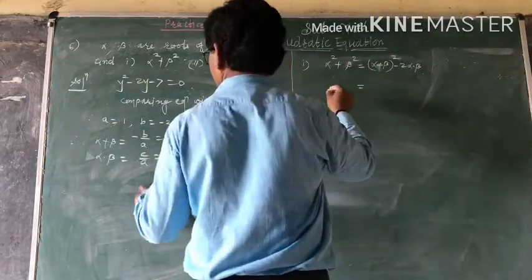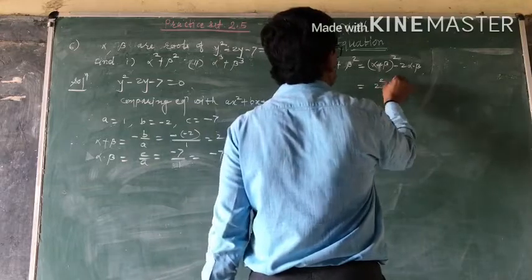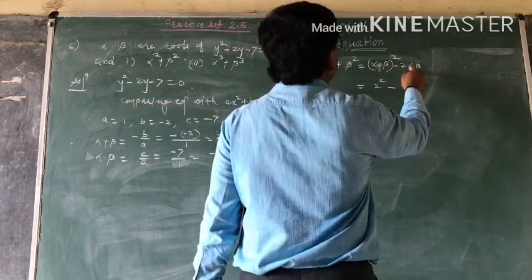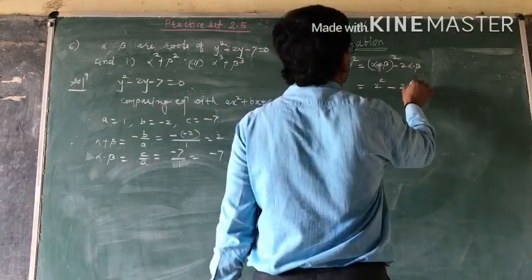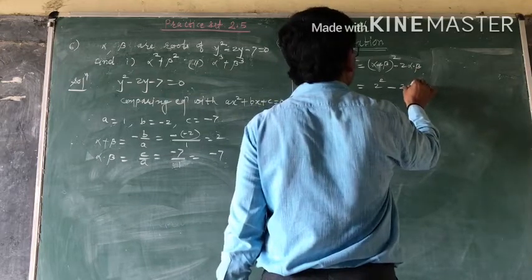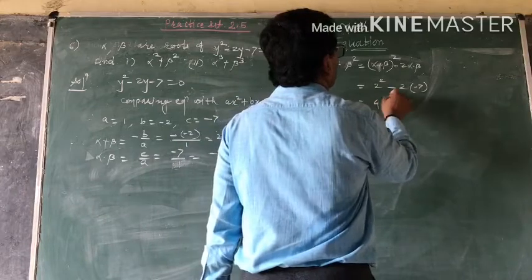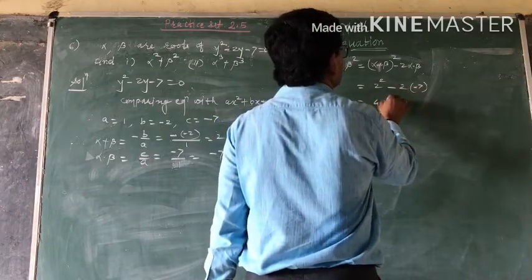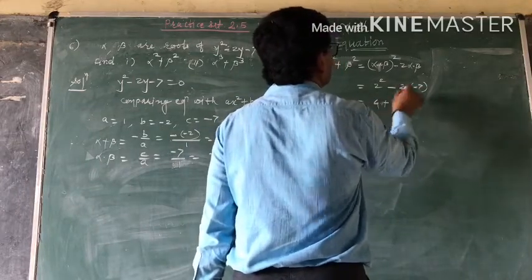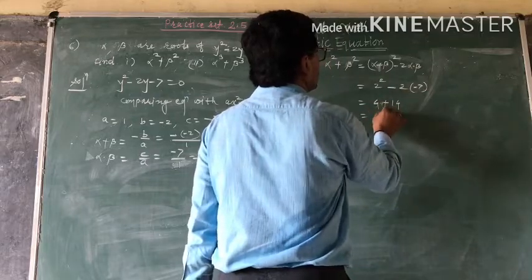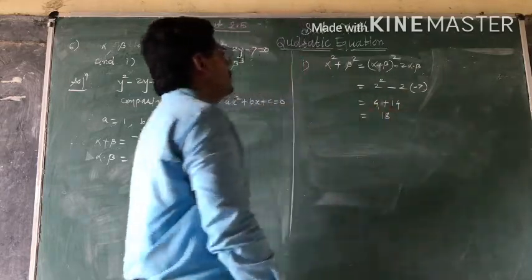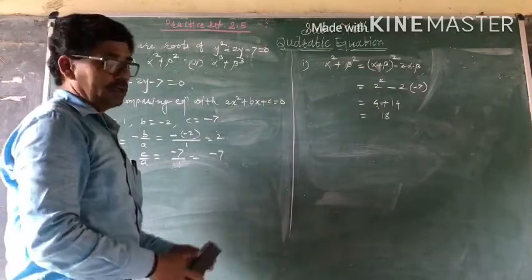Alpha plus beta is equal to 2. Bracket square minus 2 into alpha into beta is minus 7. 4 minus minus plus 14 makes 18. So alpha square plus beta square is 18.